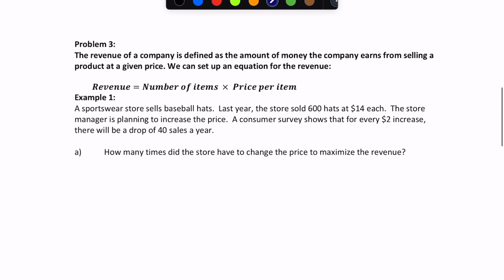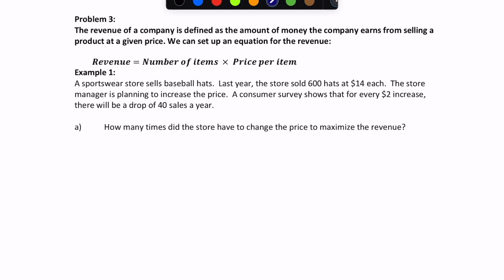Okay, so let's continue on with this third problem here. And it says the revenue of a company is defined as the amount of money the company earns from selling a product at a given price. You can set up an equation for the revenue using this formula. Then revenue is equal to the number of items times the price of the items.